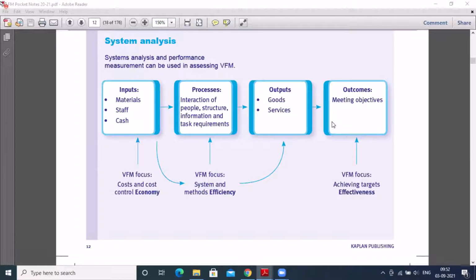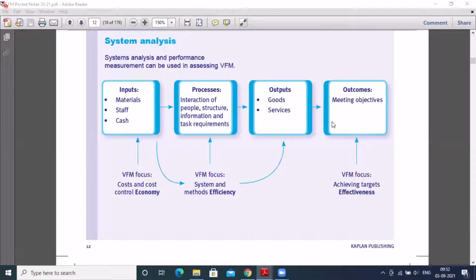And the next component is the processes: the interaction of people, structure, information, and task requirements. So what is the task the company is involved in? Here value for money focuses on systems and methods. That is, it mainly focuses on efficiency. So what is your process? What is your internal control system, and how effectively are you processing the inputs?